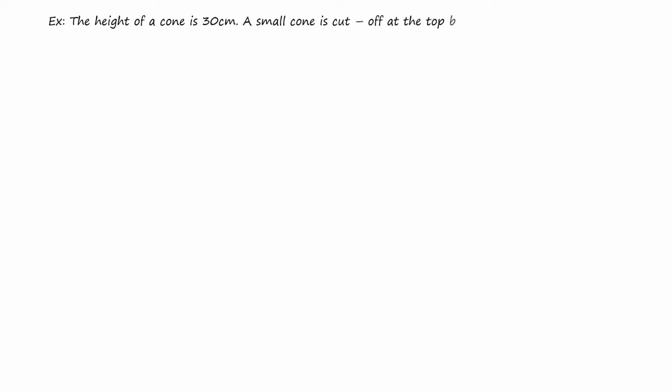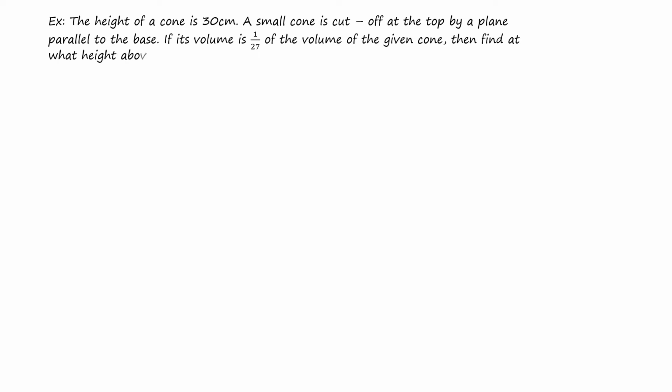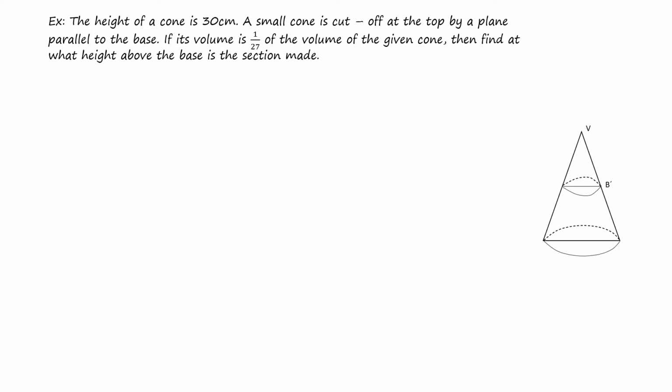The height of a cone is 30 centimeter. A small cone is cut off at the top by a plane parallel to its base. If its volume is 1/27 of the volume of the given cone, then find at what height above the base the section was made. Let's draw the picture first.